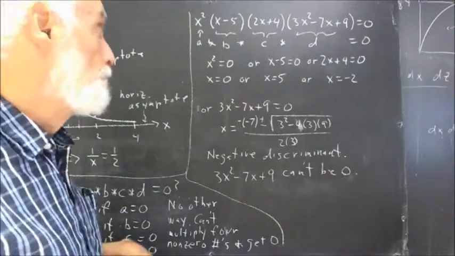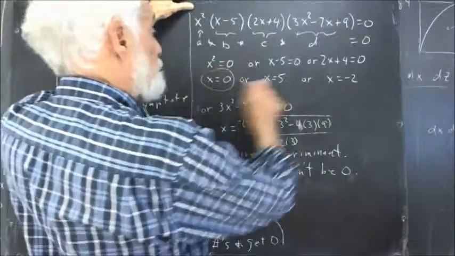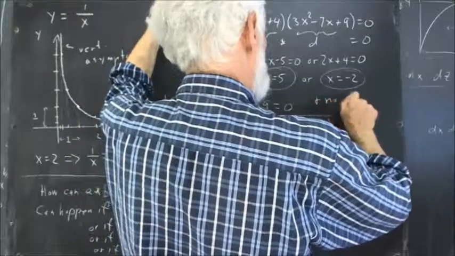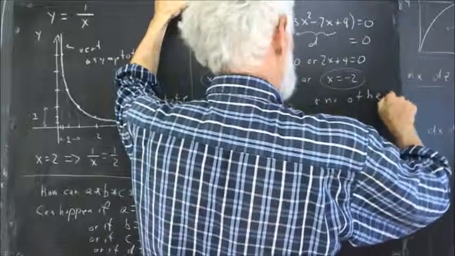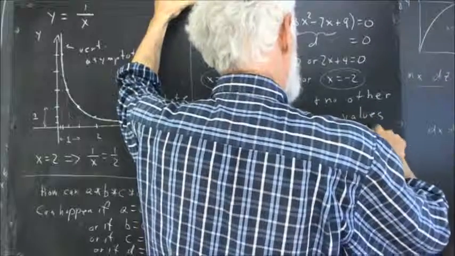This leaves us with the conclusion that this is equal to 0 only for x equals 0, or this, and no other values of x.